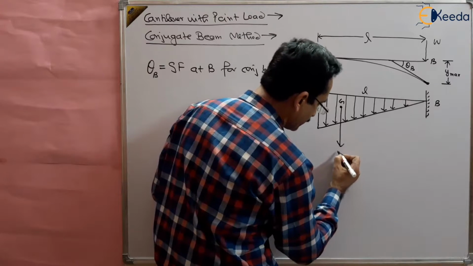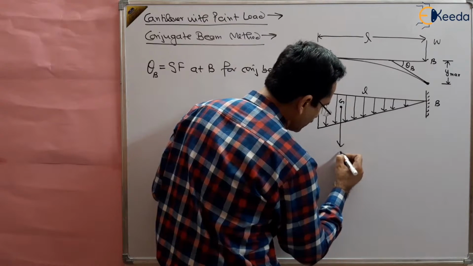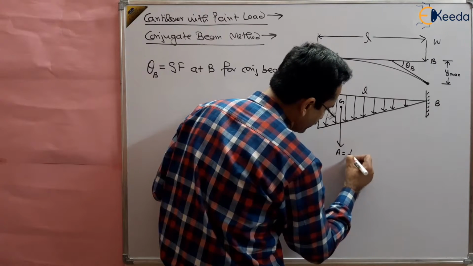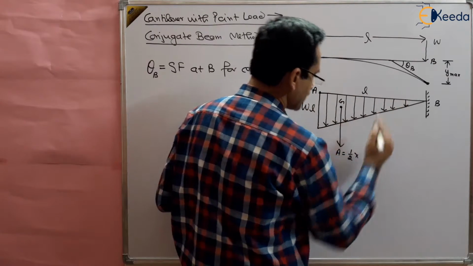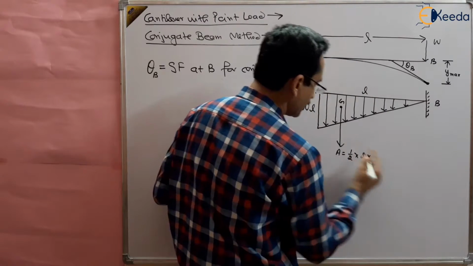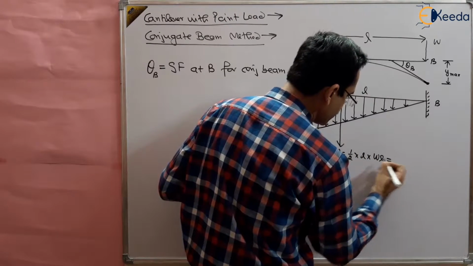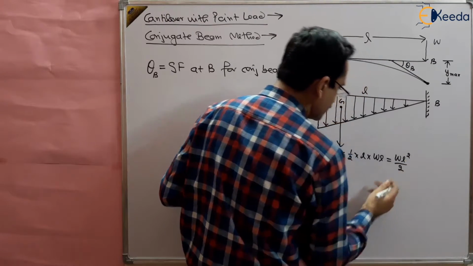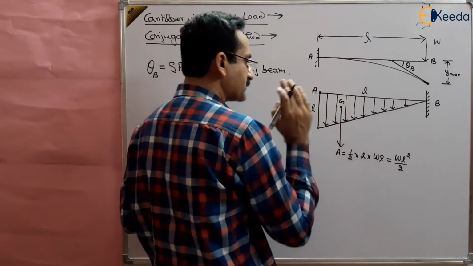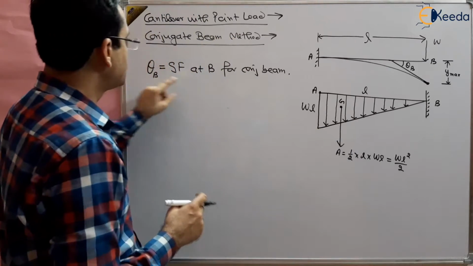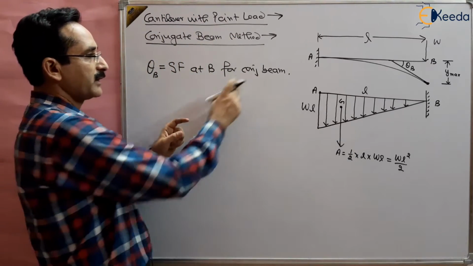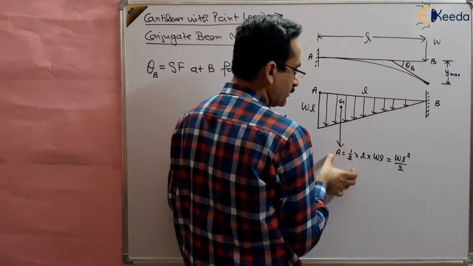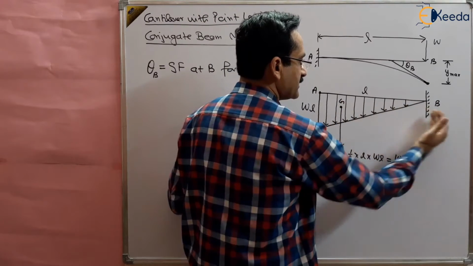So the area of this triangle will be equal to the actual load acting, that will be equal to half multiplied by the base, that is L, multiplied by the height WL. So this will be equal to WL square by 2. This is the load acting at this point, right? So theta B is the shear force at B in the conjugate beam, right? So the shear force will be due to this force only, WL square by 2.